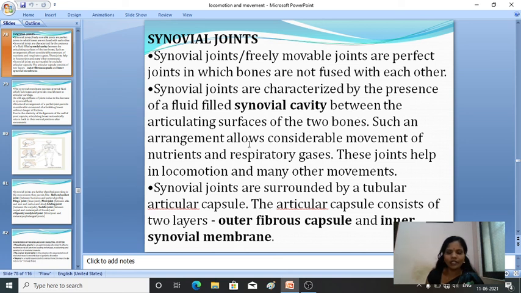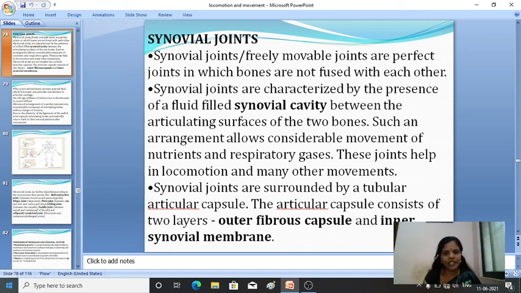Such an arrangement allows considerable movement of the nutrients and the respiratory gases, and they help for the movement of nutrients and respiratory gases. Then these joints help in locomotion, and many other movements are also performed by these synovial joints.